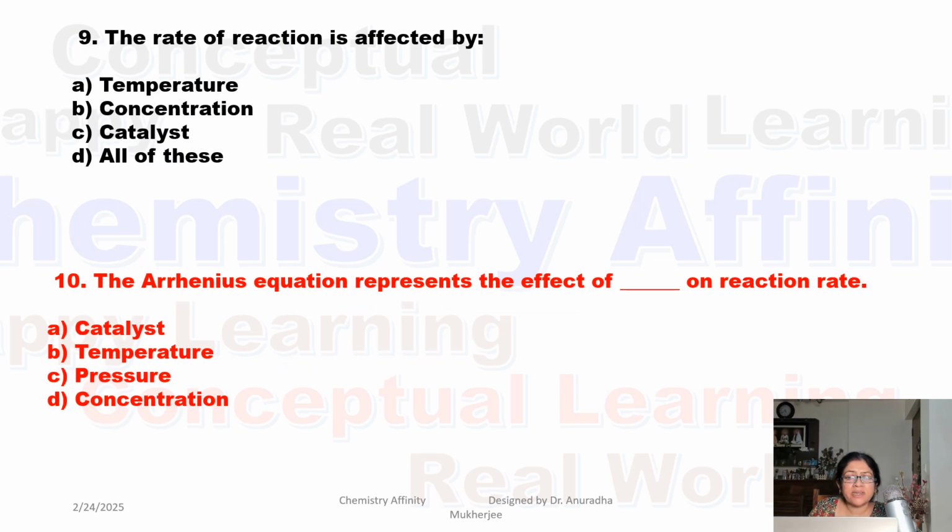The rate of the reaction is affected by temperature, concentration, catalyst, all of these. So correct option will be all of these. Temperature, concentration, catalyst, all are needed as deciding factors for the rate of the reaction. The Arrhenius equation represents the effect of dash on reaction rate: catalyst, temperature, pressure, concentration. So it will be temperature. Correct option is option B.